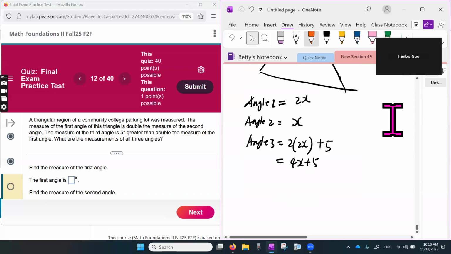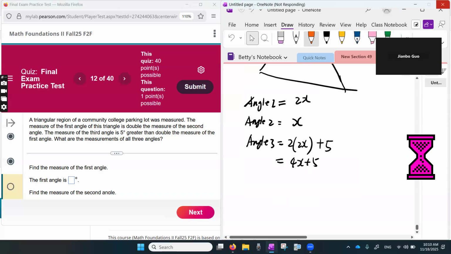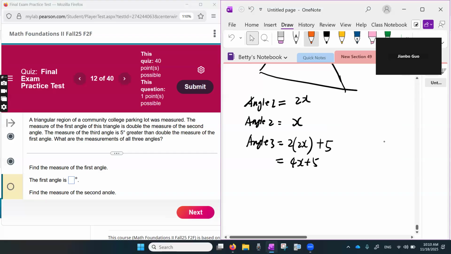They add up to 180 degrees, right? So angle 1, angle 1. I don't know why it's so slow. Let's give it a little time. All right. So angle 1, 2x, angle 2, x, angle 3, 4x plus 5.